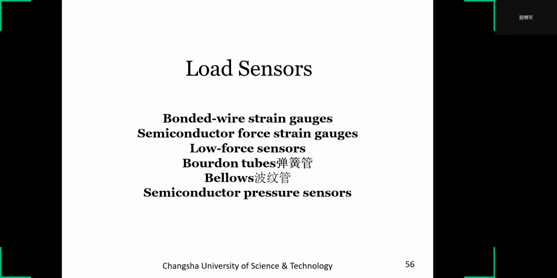Next, node sensor. Node sensors are bounded well by the strain gauge. Strain gauge. Semiconductor force strain gauge. Low force sensor.